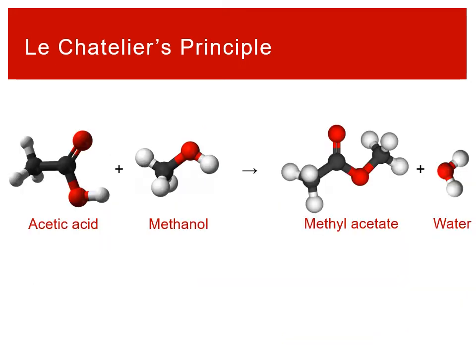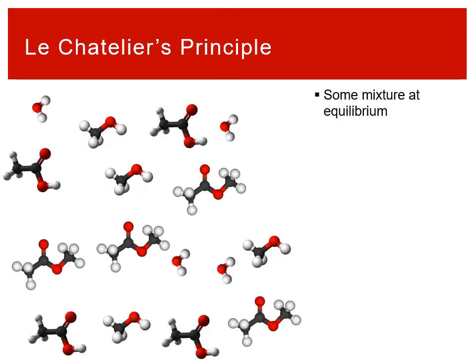So another reaction we could look at, say for example, acetic acid plus methanol gives me methyl acetate and water. I'm going to do this reaction. I'm trying to make methyl acetate. That is the product that I'm trying to make. I'm going to use that to make some plastics.